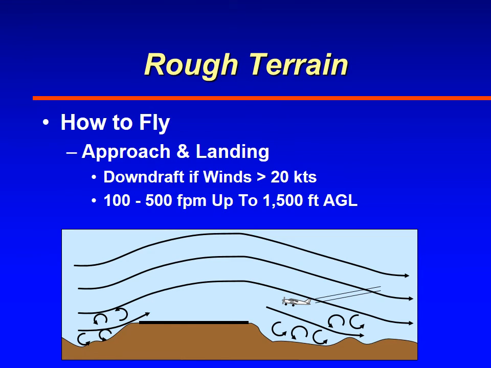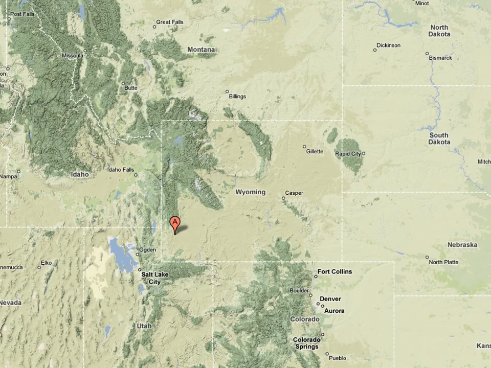And then on final approach, if you're landing at an airport on a mesa, you can experience downdrafts on final approach because the wind is following the terrain, and the downdrafts can be anywhere from 100 to 500 feet per minute up to 1500 feet AGL.